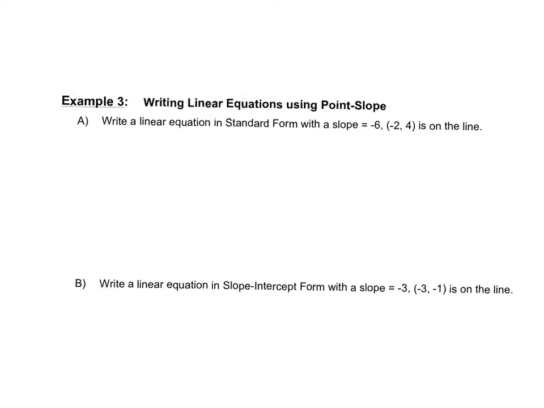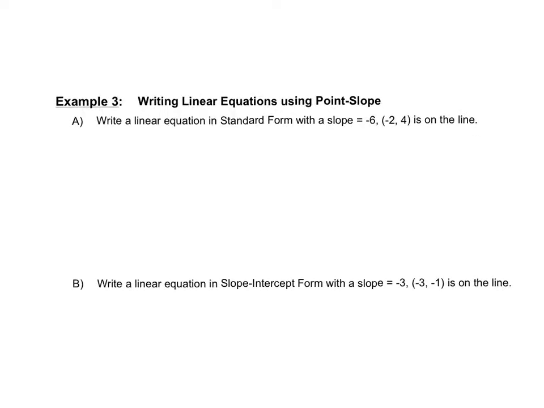Okay, the next questions. These are all writing linear equations using point slope. It says, write a linear equation in standard form. So in our brain, we're immediately thinking ax plus by is equal to c with slope of negative 6. So I know that my slope is negative 6. And then here's a point that they're giving me. Negative 2 comma 4. They're giving me a point and slope.